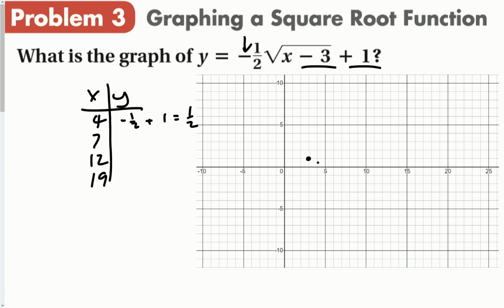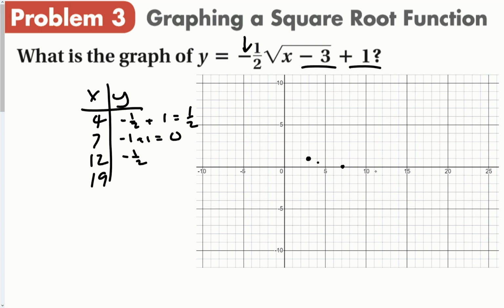Let's plug in 7. 7 minus 3 gives me 4. Square root of 4 is 2. 2 times negative 1/2 is negative 1, plus the 1 on the outside gives me 0. So 7 gives me 0. All right, 12. 12 minus 3 is 9. Square root of 9 is 3. So that's negative 3 over 2, plus 1 gives me negative 1/2.